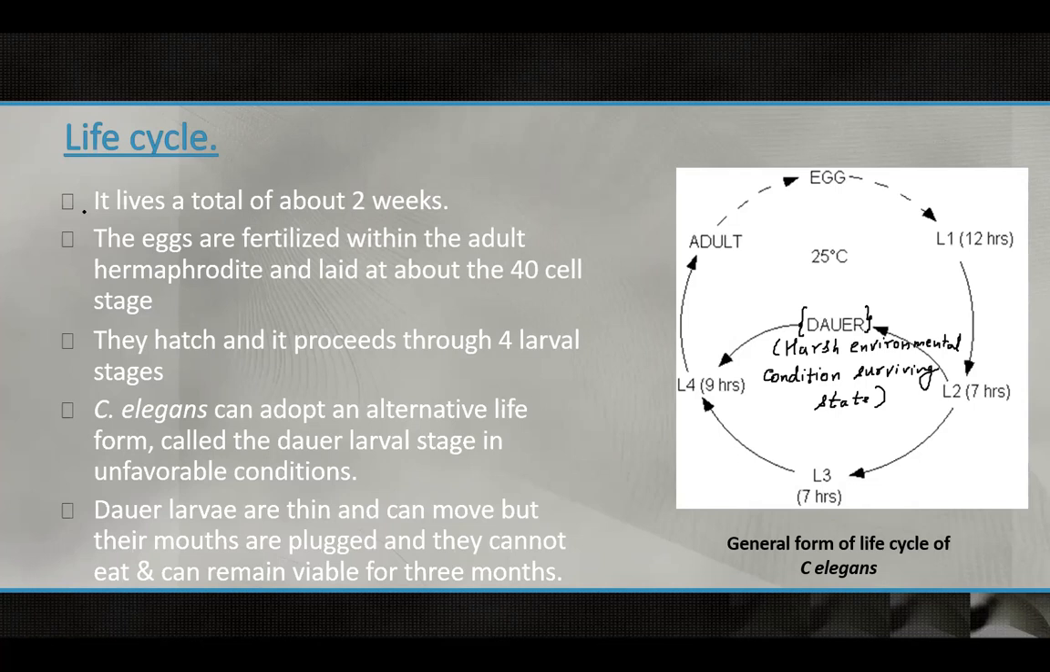Life cycle. It lives a total of 2 weeks. The eggs are fertilized within the adult hermaphrodite and laid at about the 40 cell stage. They hatch and produce four larval stages, and those are referred to as L1, L2, L3, and L4 larva. The L3 larval stage is commonly referred to as the dwarf modification. They hatch and proceed through four larval stages.